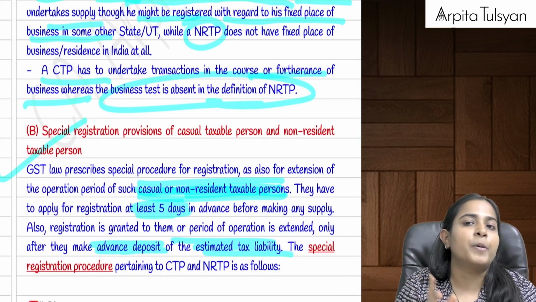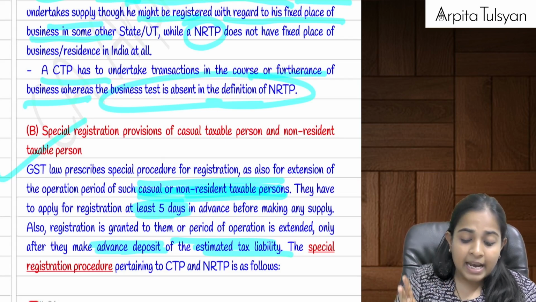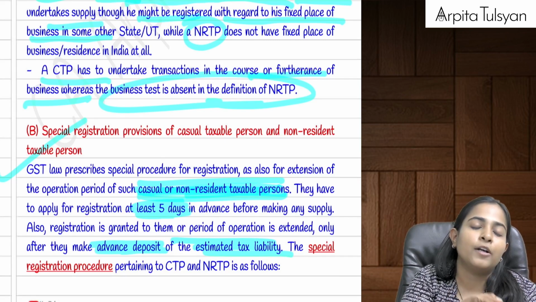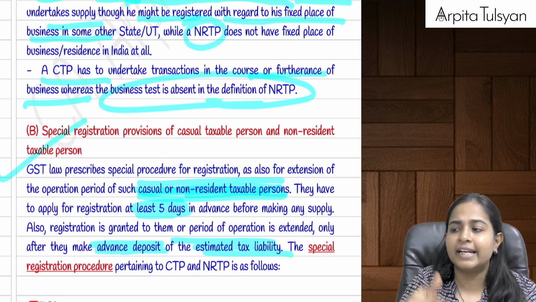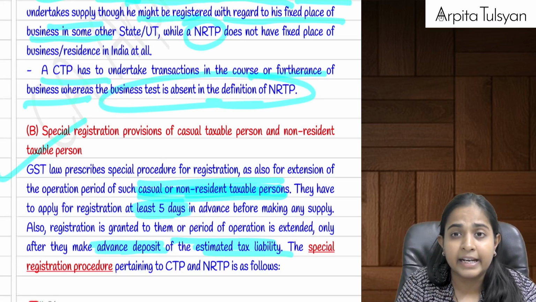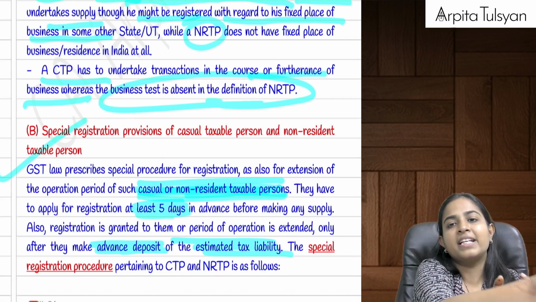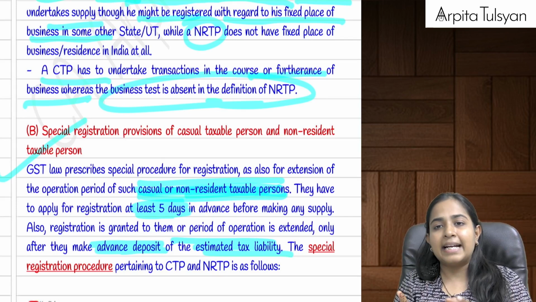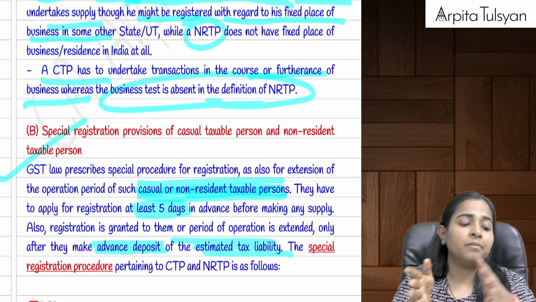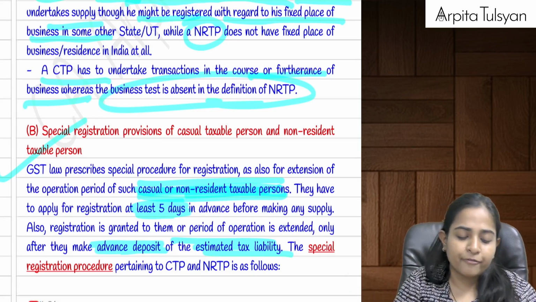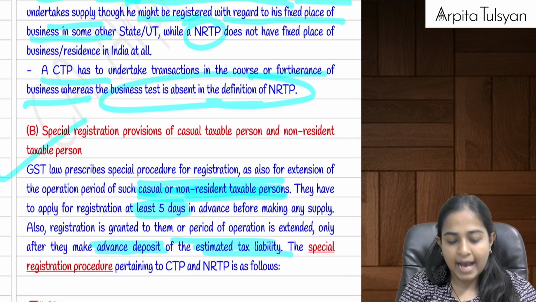Okay, now these two persons, CTP and NRTP, they have to get themselves registered at least 5 days before commencement of business here in the other state, or whenever they are commencing their business in India. For CTP, whenever he is commencing his business in the other state, 5 days before such commencement. Whenever NRTP is going to start his business or do that supply here in India, 5 days before this, he will have to get himself registered as NRTP.